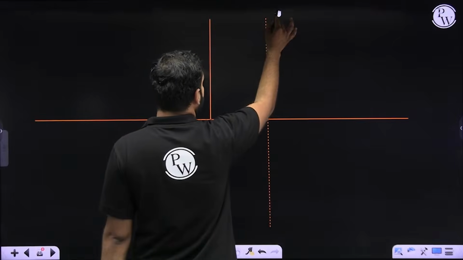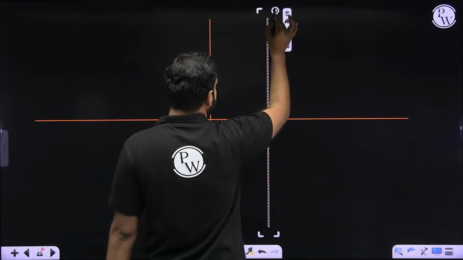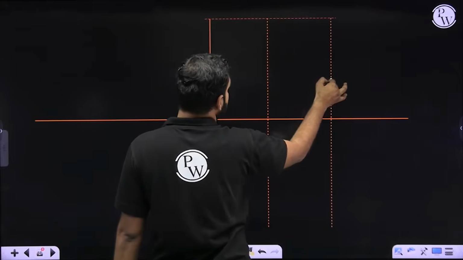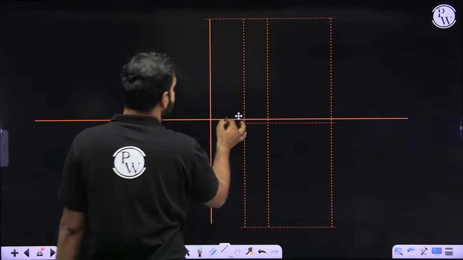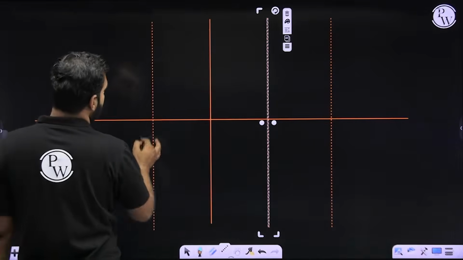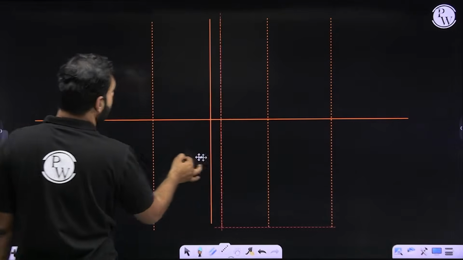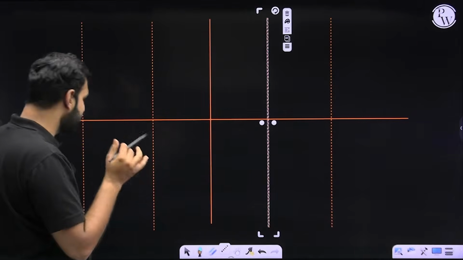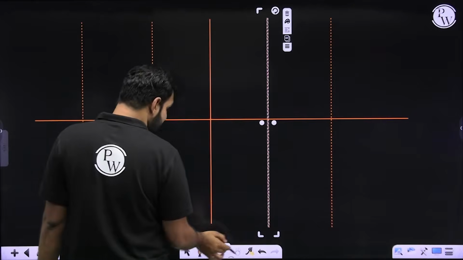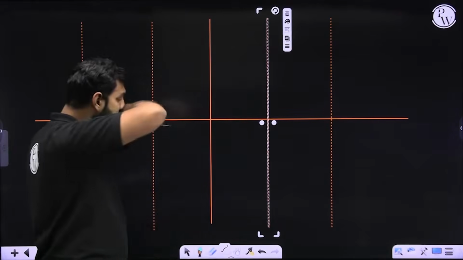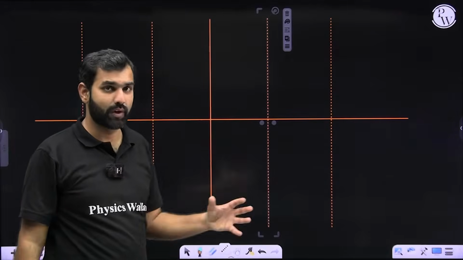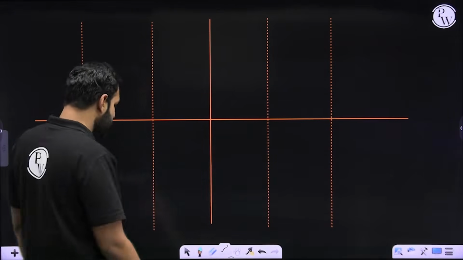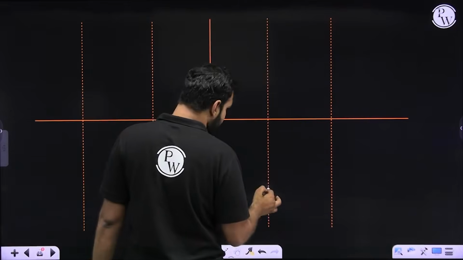I am trying to draw it as accurate as possible. Sir, why are you putting so much effort? Because the better the graph you draw, the higher the chances of you being accurate. So whenever you are solving an equation where you are trying to find the solution through graphs, try to draw the graph as accurately as possible. In a rush, you may draw something wrong and then you may end up committing some mistakes.